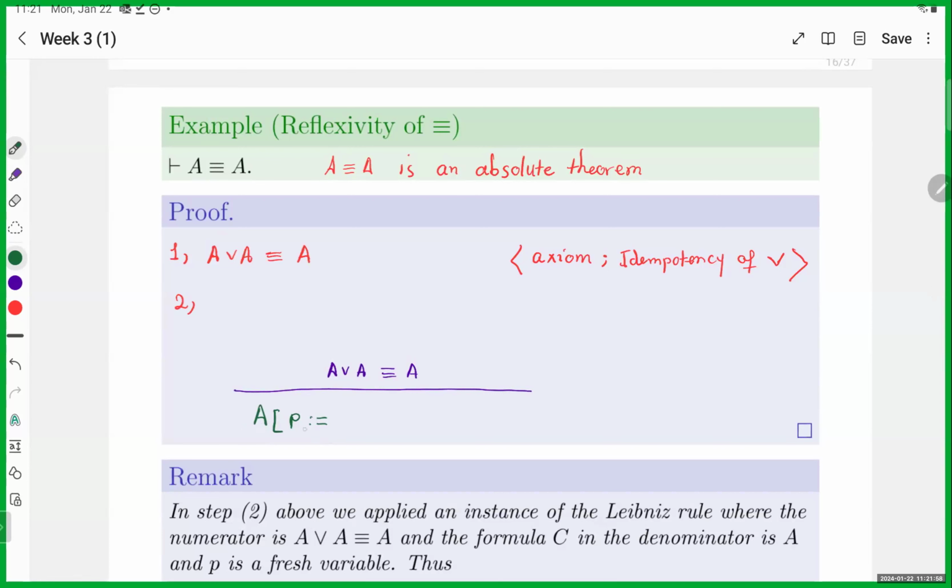A or A is equivalent to A. We get formula to be A. Now, if P does not occur, P is fresh. Now you're going to see why it is very important to take this to be fresh, meaning P does not occur in A. Now, if I plugged in A or A, the formula is equivalent to if in the formula A, I plugged in A.